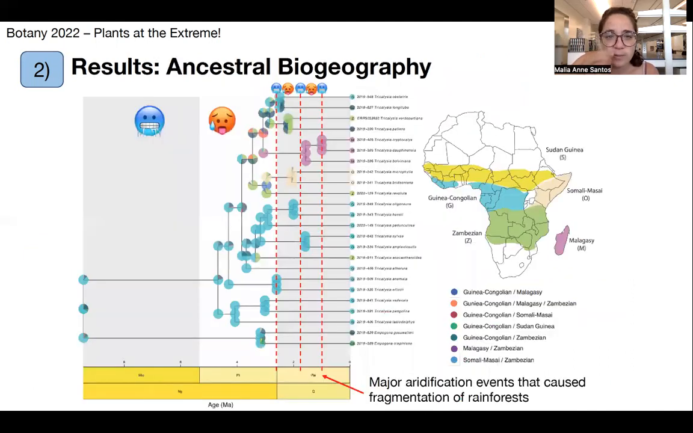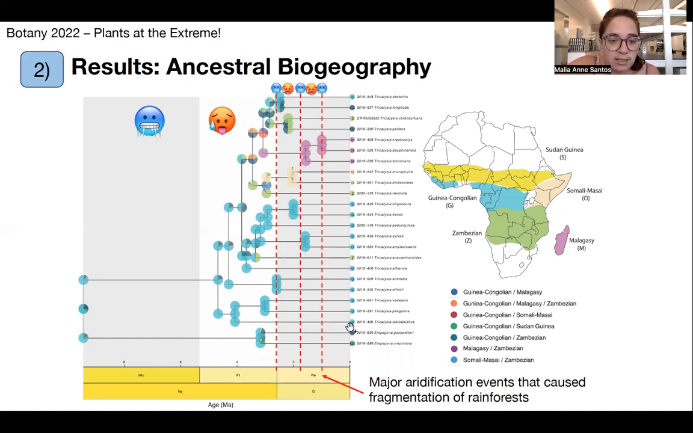Our next result, which I'm going to spend a little bit more time on, is our ancestral biogeography analysis using RevBayes. Before we begin, I just want to point out some things on this tree. The colors that you see here correspond to different areas in Africa. We coded these areas based on Elmar Roderick's monographs that he wrote, and basically any herbarium data. We chose 5 regions, and I've also put lines in for those major aridification events that caused the fragmentation of the rainforests.